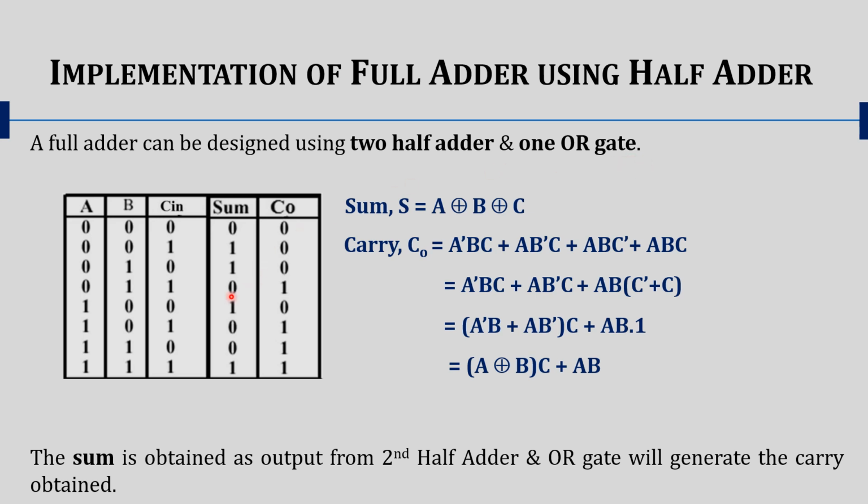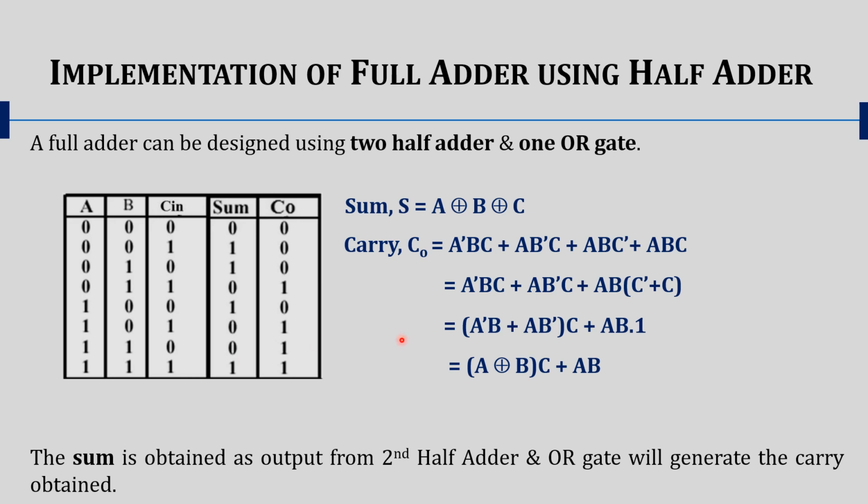Okay, let's look into the truth table of this full adder. From this truth table, we know that the equation for calculating the sum is equal to A exclusive or B exclusive or C. Similarly, for the carry term, the corresponding minterms which produce the high output in the carry are A bar BC plus A B bar C plus AB C bar plus ABC.